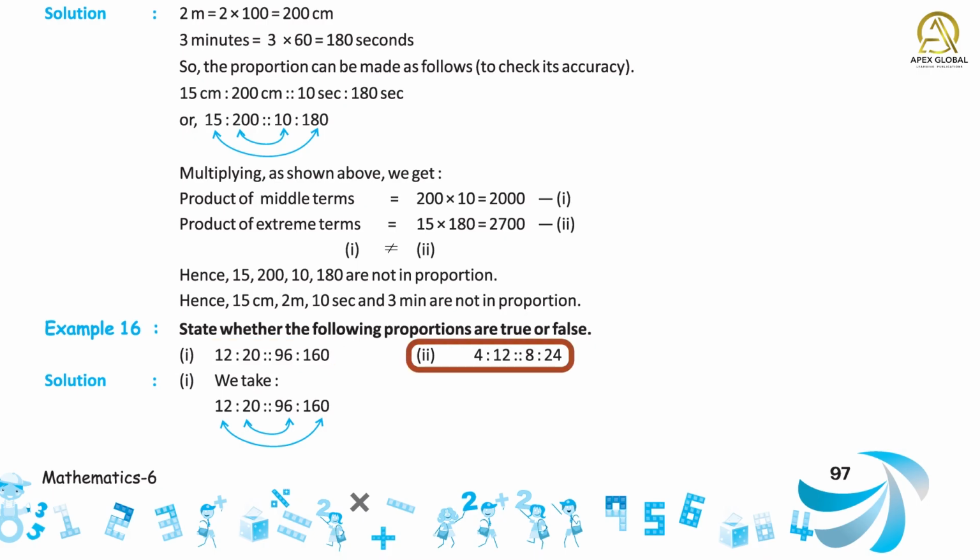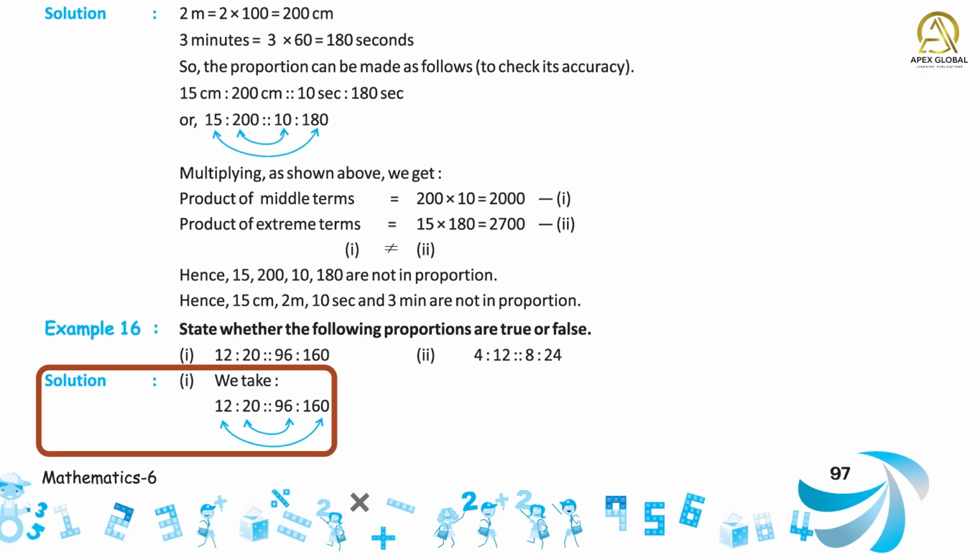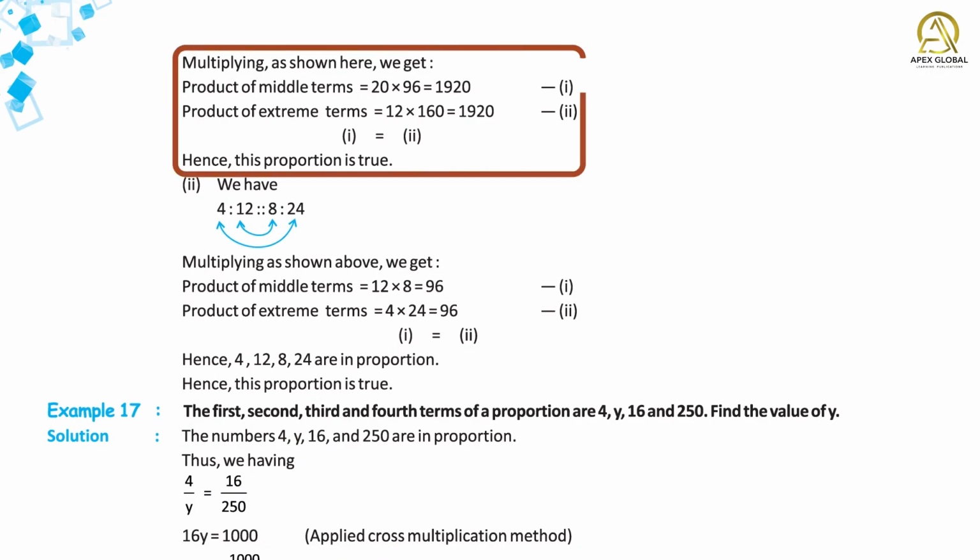Second, 4 ratio 12 is to 8 ratio 24. Solution. We take 12 ratio 20 is to 96 ratio 160. Multiplying as shown here, we get product of middle terms equals 20 into 96 equals 1920. First statement, product of extreme terms equals 12 into 160 equals 1920. Second statement, first statement is equal to second statement. Hence, this proportion is true.